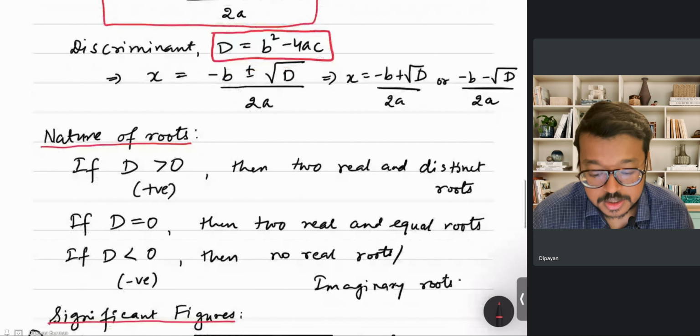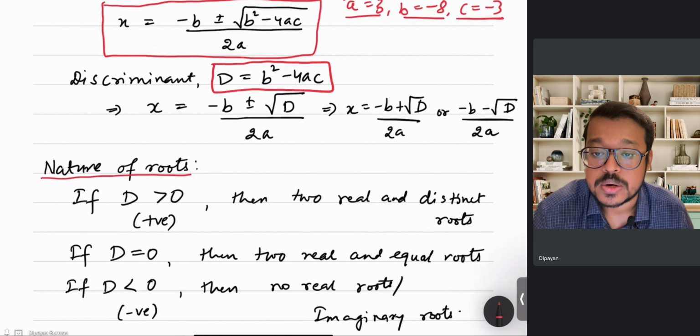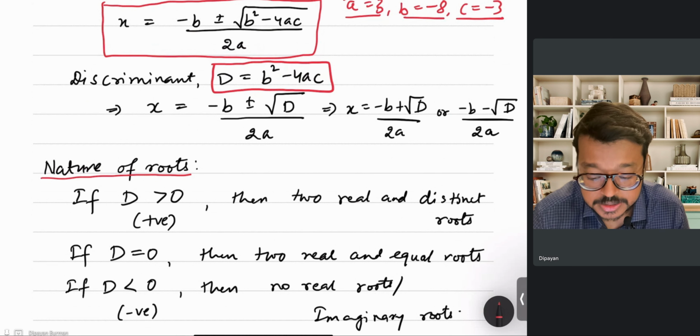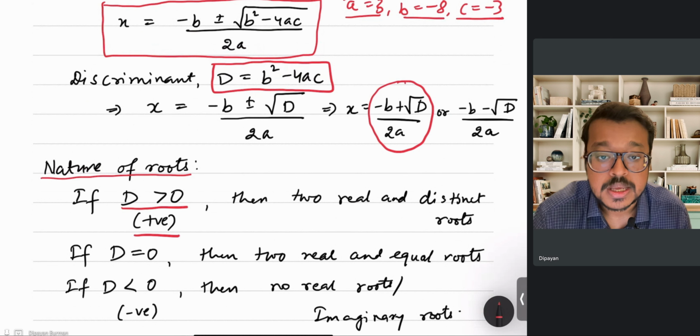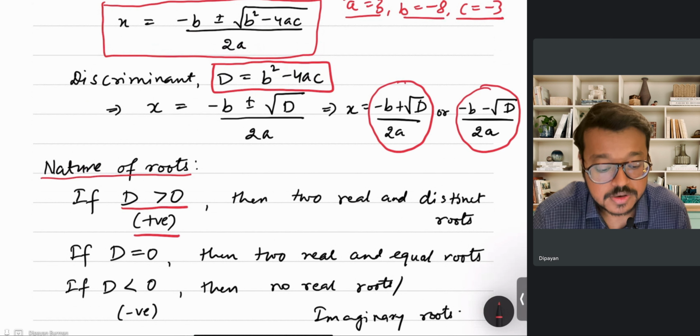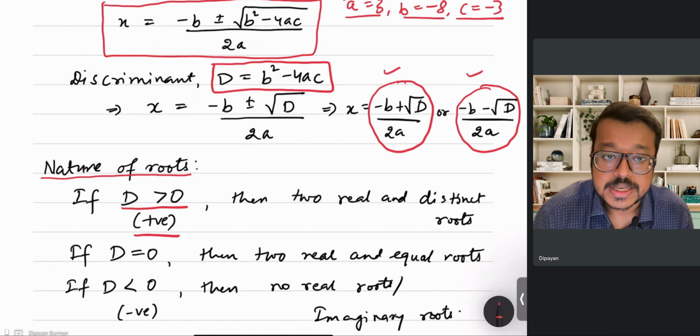So suppose in the quadratic formula x equals minus b plus or minus square root of the discriminant, whole divided by 2a, in case my discriminant is greater than 0 or positive, then I will get two distinct real roots. I will have one root as minus b plus square root of discriminant by 2a, or minus b minus square root of discriminant by 2a. So if the discriminant value is a positive number more than 0, then these will be two real roots and they will be distinct or unequal. So that's the criteria.